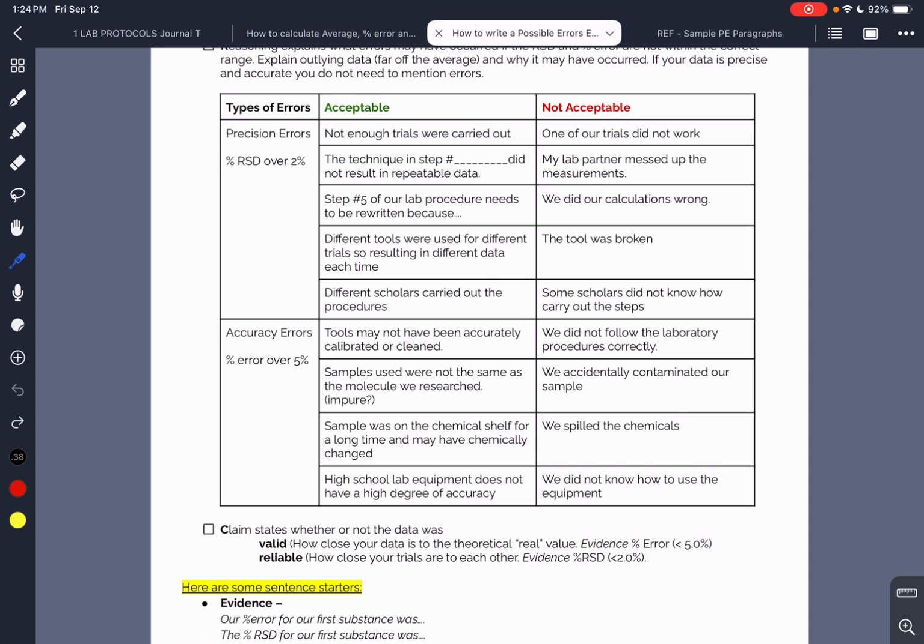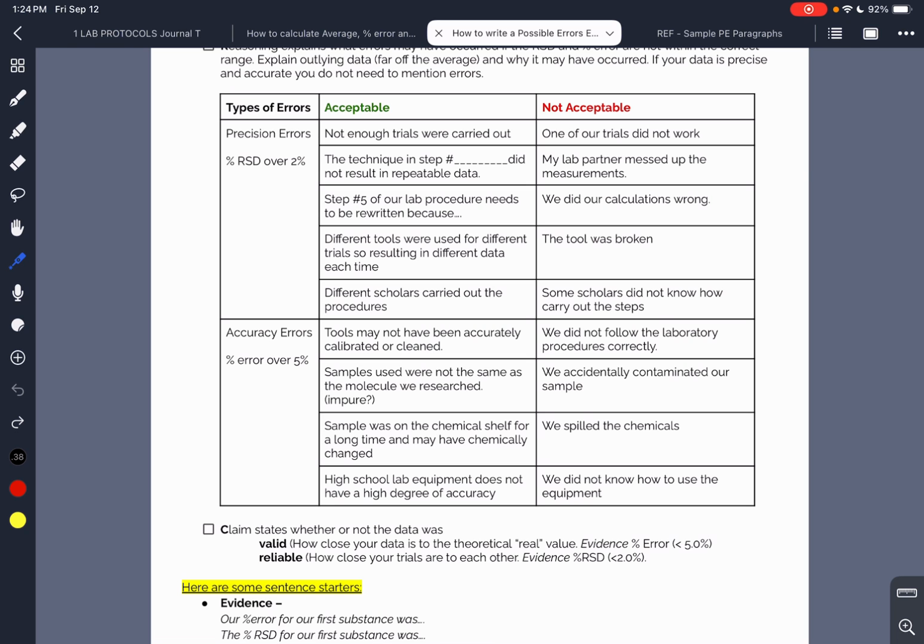What we want to avoid are things like, oh, we did not know how to use the tabletop balance. We did not know how to use the analytical balance. We measured the apple mass wrong. We did not follow the steps correctly. My lab partner messed up the measurements for the apple, etc., etc. Any human errors, you want to avoid.